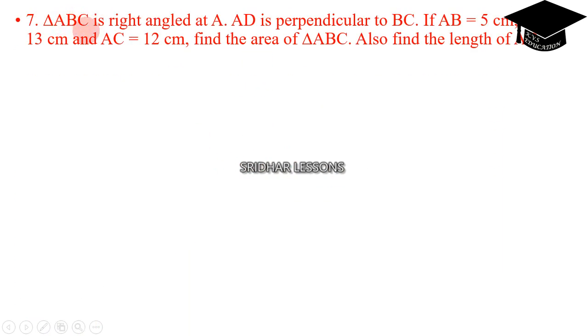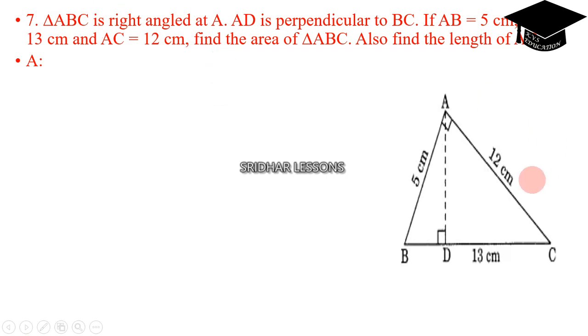Question number 7. Triangle ABC is right angled at A. Here AD is perpendicular to BC. If AB is equal to 5 centimeters, BC is equal to 13 centimeters, and AC is equal to 12 centimeters, find the area of triangle ABC. Also find the length of AD.